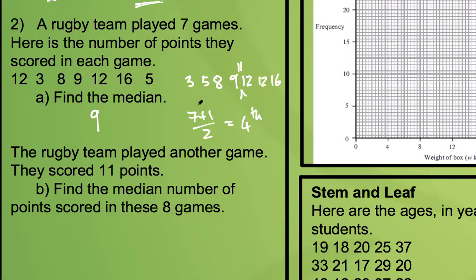Or, thinking about it this way, 8 plus 1 over 2 would give me 4.5. Tells me halfway between the 4th and the 5th number. So halfway between 9 and 11, 9 plus 11 over 2 is 10, or we just know that halfway between 9 and 11 is 10. So that's the answer to that one.